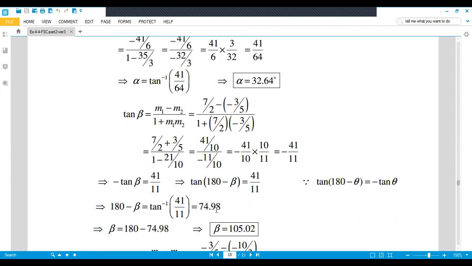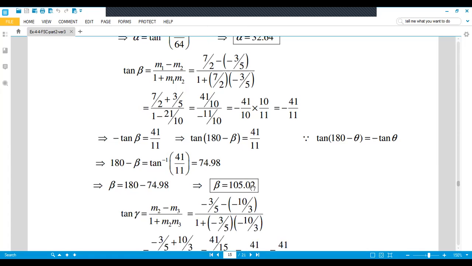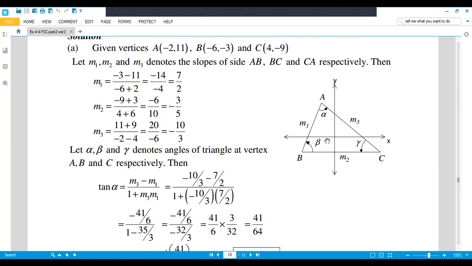So this 74.98 here is positive. When we shift it to the other side, it will be subtracted from 180. So we get 105.02 degrees. Similarly, for tan gamma, if you look at the diagram, the arrow direction is from M3 to M2.